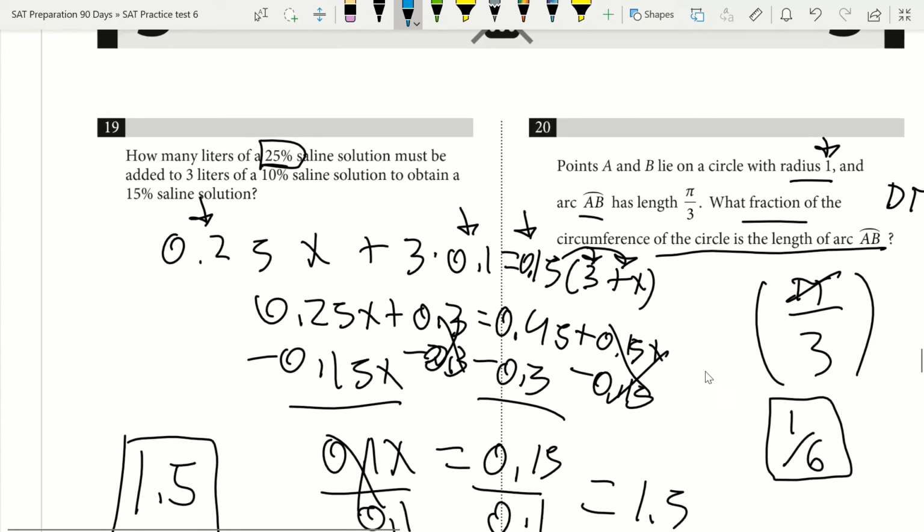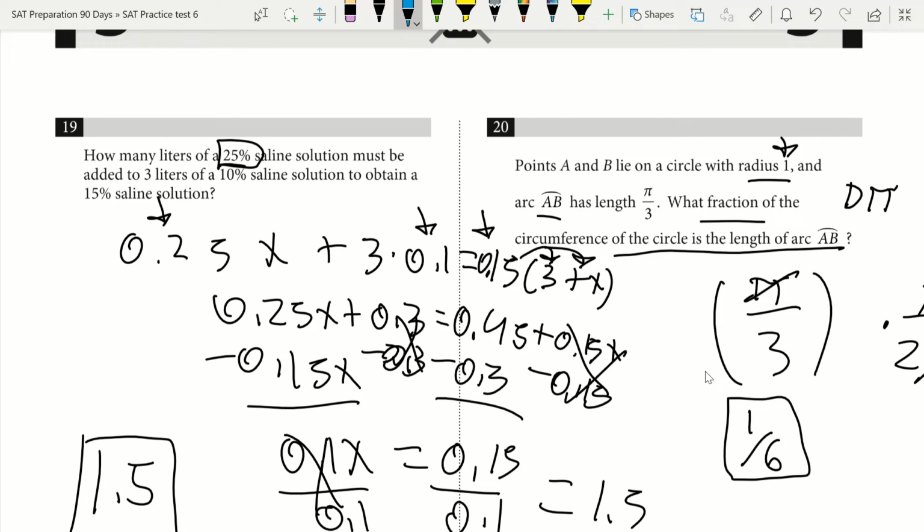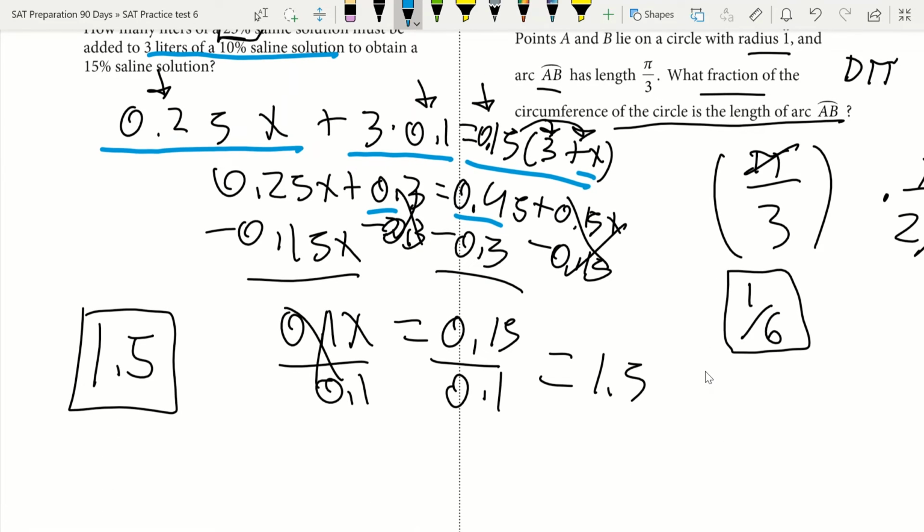Okay, at that point, I'm going to run down to 19 and 20 and check those real quick. Okay, I've got a 25% saline solution that must be added to 3 liters of a 10%. So I'm going to write that as 0.25 times my x, which is my saline solution, plus 3 liters of 0.1 or 10% saline solution. That's got to equal a 15% or 0.15 times 3 plus x, because x is whatever saline solution I'm adding. I run that. That's going to give me 0.45. I subtract that 0.3 from the other side. That gives me 0.15. Subtract 0.15x from each side. That's going to give me 0.1x. I divide each side by 0.1. 0.15 over 0.1 is 1.5. That's correct. That's checked.